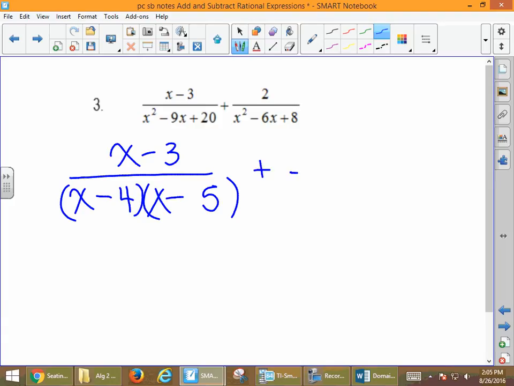Over here in our second fraction, we have our 2 still in our numerator, but we can factor our denominator. And x and x. And the factors of 8 that combine to be 6, 4 and 2, minus and minus. As we look at this, once again, see if you have anything in the denominator from both. So we've got x minus 4 and x minus 4. Those are both the same. That's automatically going to be part of our common denominator.